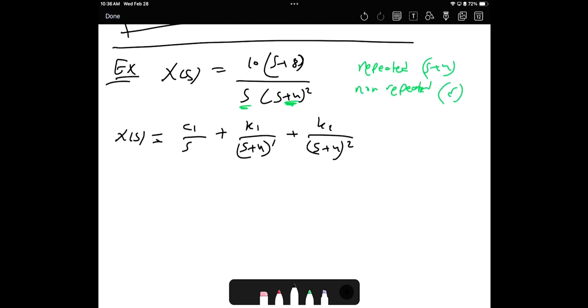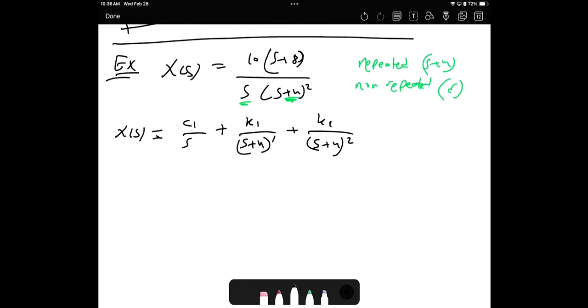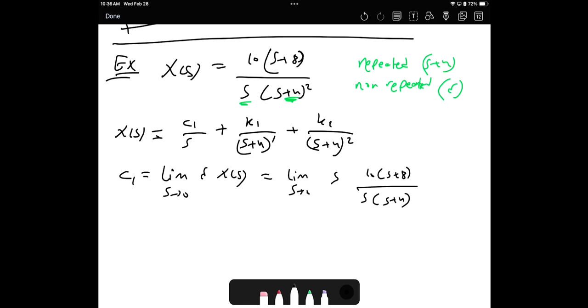How to find c? In order to find c, we'll apply the formula that we used before, which is c1 will be the limit when s goes to 0 of s times x of s, because this is associated with s minus 0, so it will be s. So it is the limit when s goes to 0 of s times (10s plus 8) divided by s (s plus 4) squared. So s and s cancel each other, substitute s as 0. This yields 8 over 4 squared, and the answer will be 8 over 16, so it will be one half.